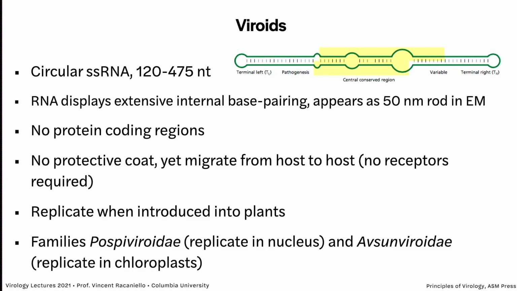These are just amazing. Circular single-stranded RNAs. They range in size from 120 to 475 nucleotides. And here's a diagram of a viroid right here on the right. The green is the RNA. And the RNA is extensively base paired, as you can see here. So it looks like a rod under the electron microscope. So it's mostly base paired. There are loops, as you can see.